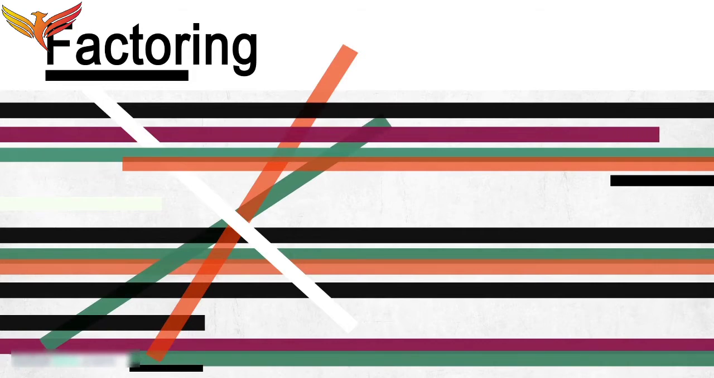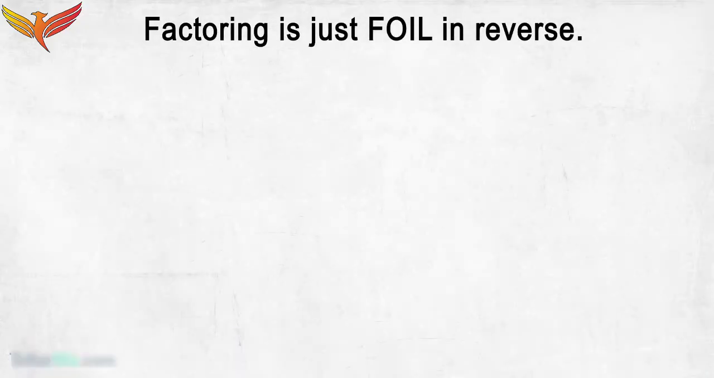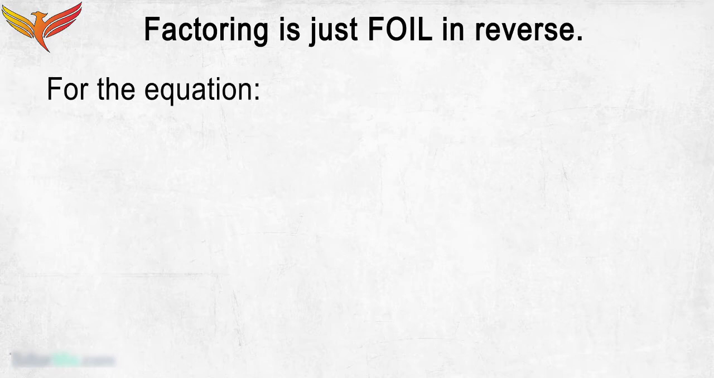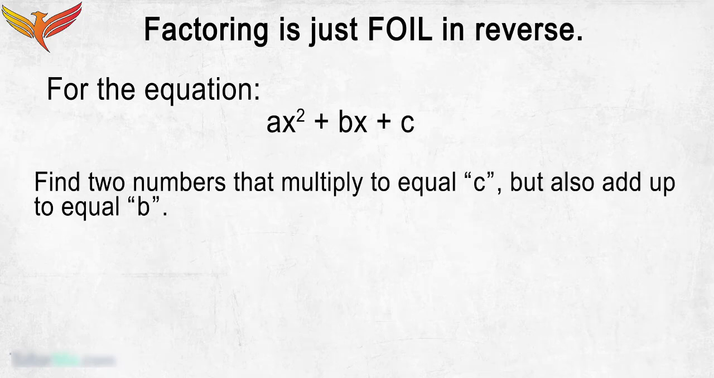Factoring. Think of factoring as FOIL in reverse. Let's look at an equation ax squared plus bx plus c. To factor this equation, find two numbers that multiply to c, but also add up to equal b.